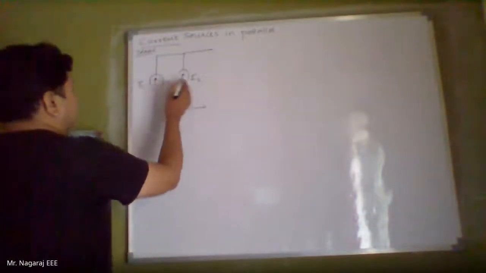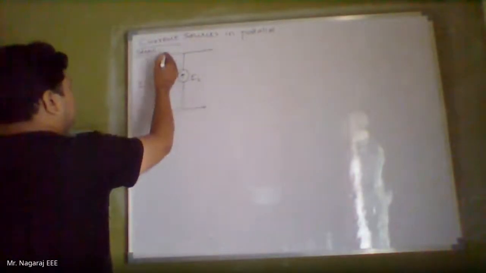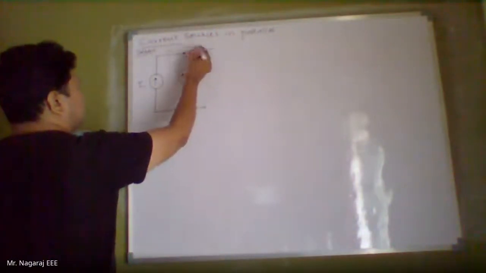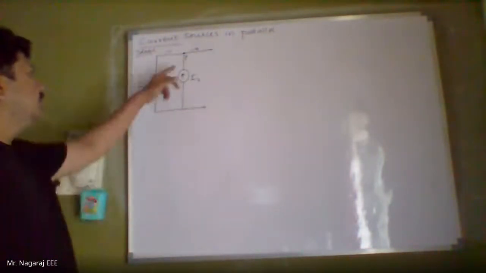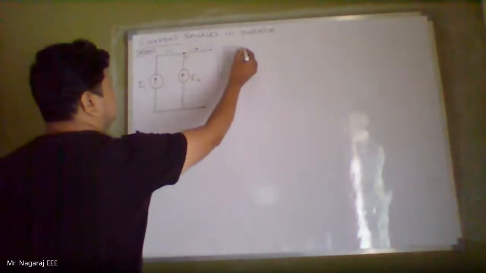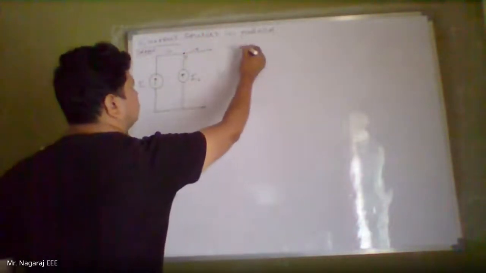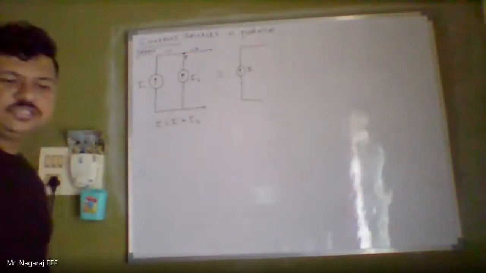Now, if the direction of the current sources is the same, this current will flow here and meet up at this node, and the resultant current will flow out of the node. Definitely, the resultant current is the sum of these two currents, I1 and I2. So I can represent this using a single source of I, where I is equal to I1 plus I2.